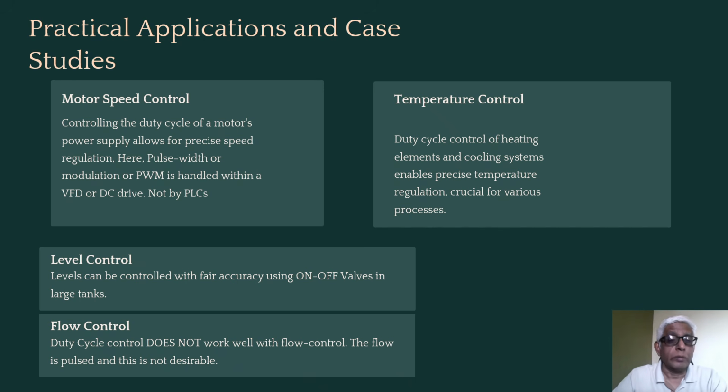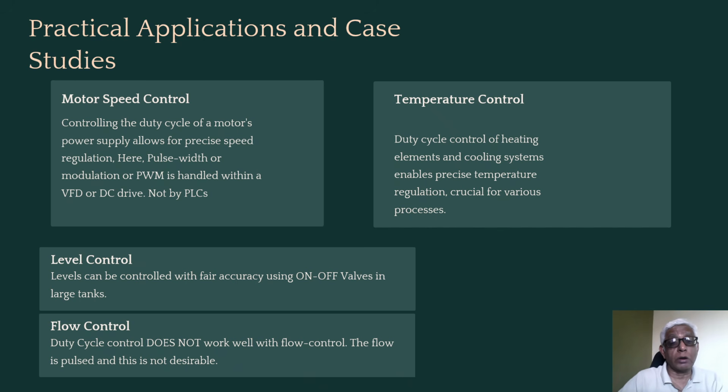Alright. But as far as process control is concerned, we can find a use for duty cycle control mostly in temperature control and to some extent in level control. Okay, because the time constants in both temperature control as well as level control are much larger than in flow control. This duty cycle control, as I said earlier, is not very suitable for flow control.